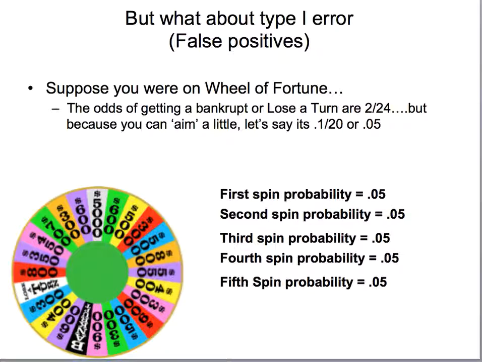Third spin, because all these probabilities are independent of one another, right? Just like flipping a coin over and over, right? 5%, 5%, 5%, 5%, 5%. And it stays the same for each one. But when I consider them as a group, if I keep spinning, I'm going to get a bad outcome eventually.